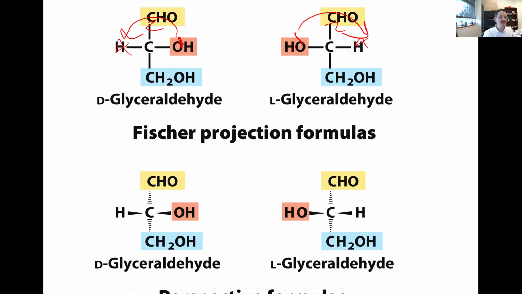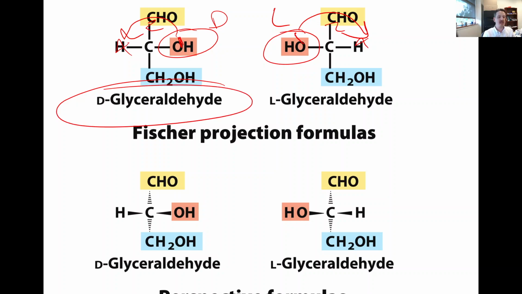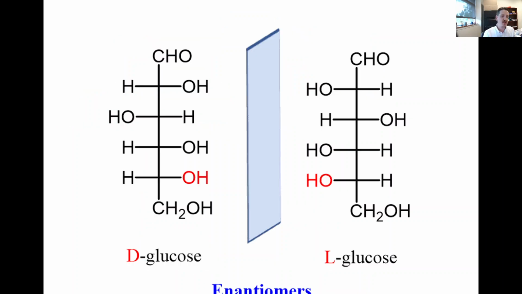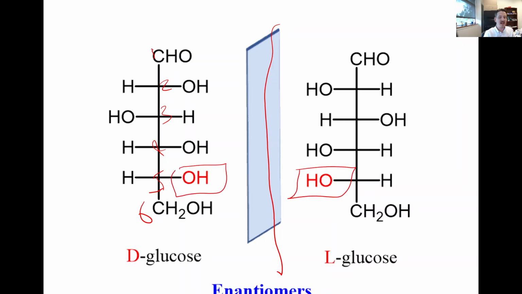So the D is where the OH is on the right, for dextro, right, and L, the OH is on the left for levo, left, and it's going to rotate around this way. So this is the D sugar, and this is the L sugar. But the D sugar is the one which is most common in biology. And similarly, if we just look at the hexose glucose, 1, 2, 3, 4, 5, 6, we can see that we have the mirror image of the sugar being on the right versus the sugar being on the left.